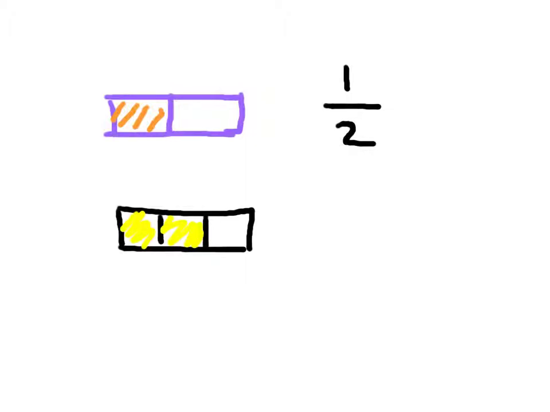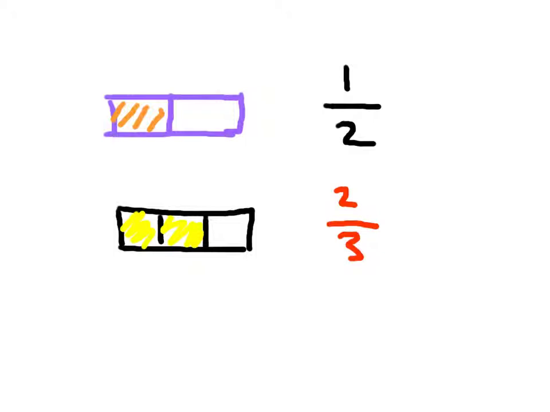What fraction would I write for this model? What would I put in the numerator? What would I put in the denominator? Right, it's divided into 2 parts, so I put the 2 there, and one of them is shaded, so you read that 1/2. Let me draw another one for you. What's the fraction that you would write for this model? If you said 2/3, you are correct.